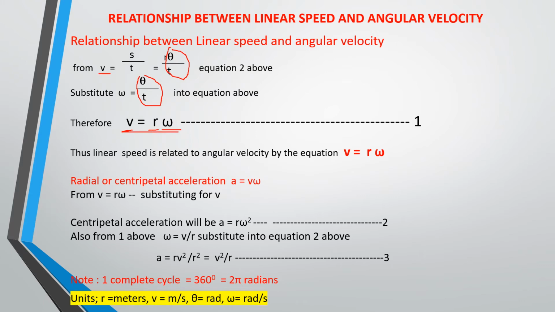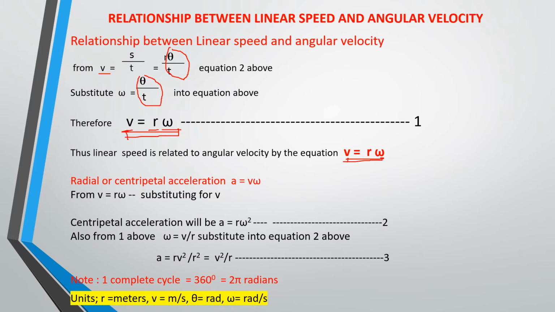So this is the relationship between the linear velocity and angular velocity. Please take note of this, because depending on the equation that you are given, if you are given radius and angular velocity, you should be able to find your linear speed, your linear velocity. So the linear velocity is related to the angular velocity by this formula.